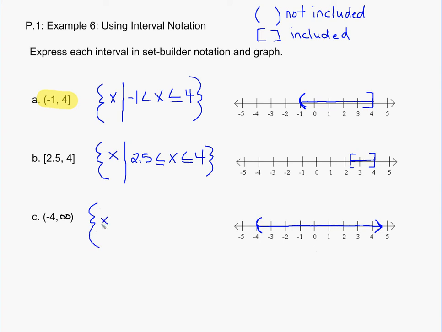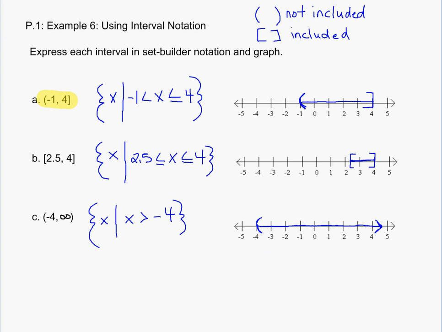And for my set builder notation, I'm going to put my variable as x such that x is going to be greater than -4. And you can see that here's -4, so x can be any number as long as it's greater than -4.